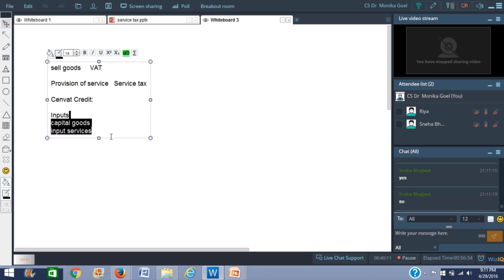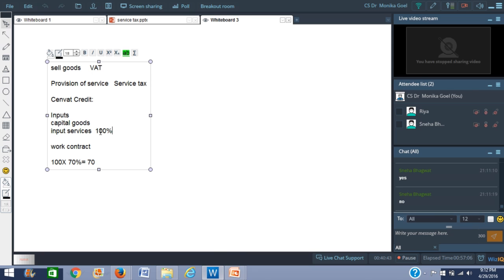This SENVAT credit I have, and I'm providing a certain works contract. I'm entering into a works contract. Now, in the works contract, supposing the bill amount is 100 rupees, I'm told that 70% of that would be service, right? Now, how much SENVAT credit can I utilize? You will say I would utilize 100% of SENVAT credit on input services. Why should I not? Again, you will say that I will utilize 100% of SENVAT credit on capital goods as well. Why should I not? Because on capital goods also I've got the right to utilize the SENVAT credit.